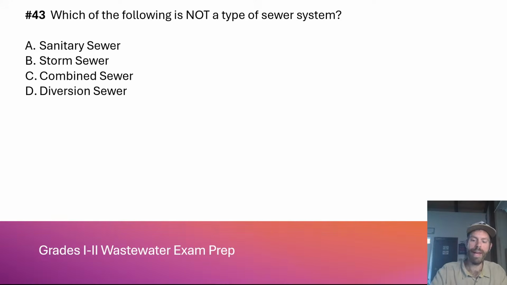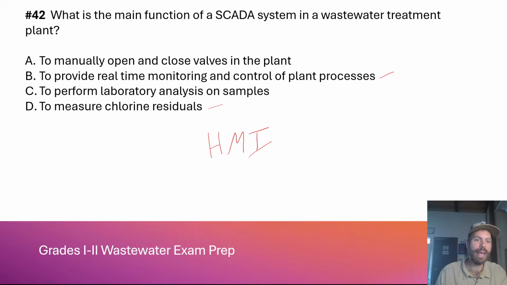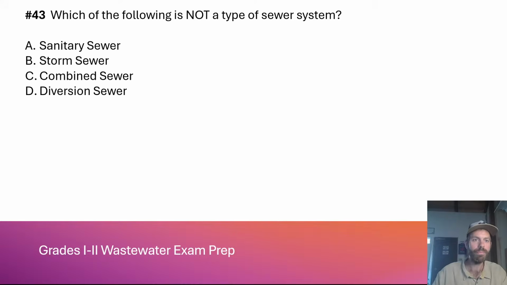Number 43. Now, let me back up real quick. If B was not on there, and it was some other goofy thing that SCADA doesn't do, measuring chlorine residuals might be an acceptable answer. I don't think they're going to do that, though. It just seems like too simplistic of an answer.